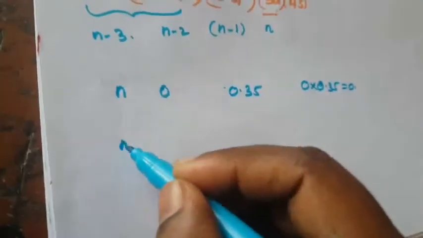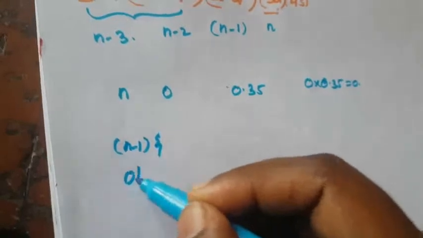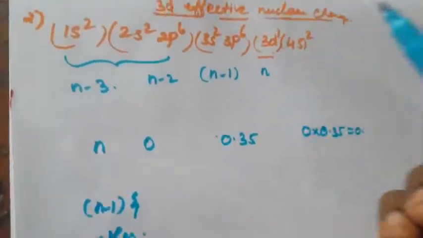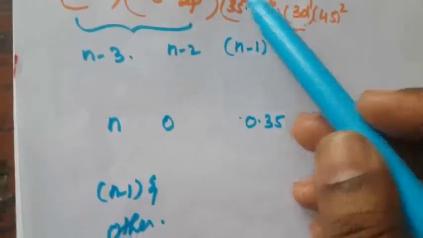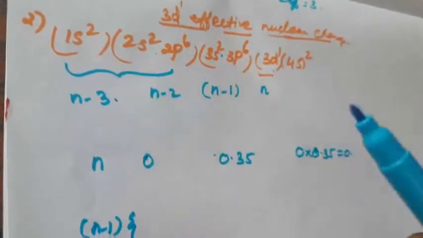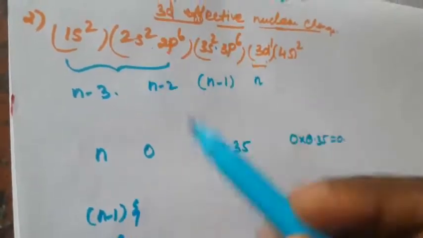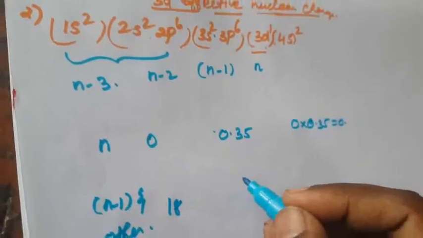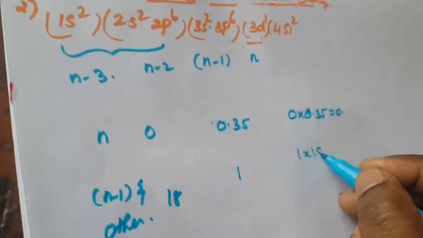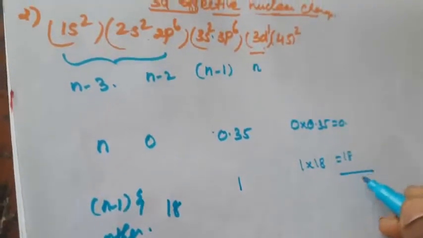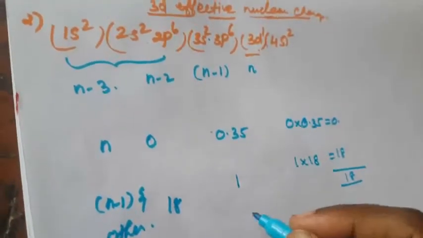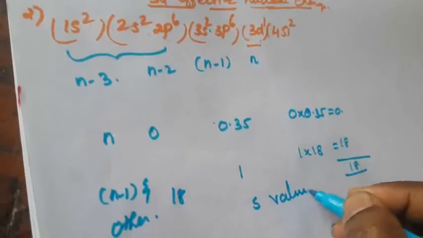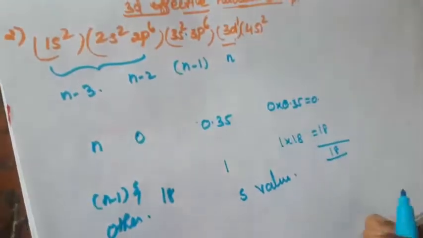Second value, n minus 1 and others. How many electrons are there? So calculate the other one. That is 8, 8, 16 plus 2, that is 18. Okay, so 18 electrons are present. So the value is 1. 1 into 18 is equal to 18. The total S value is 18. So the S value becomes 18.